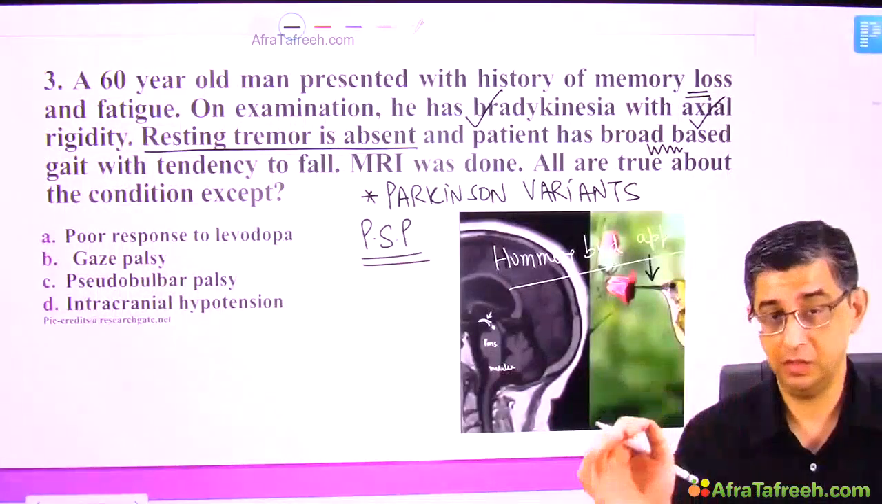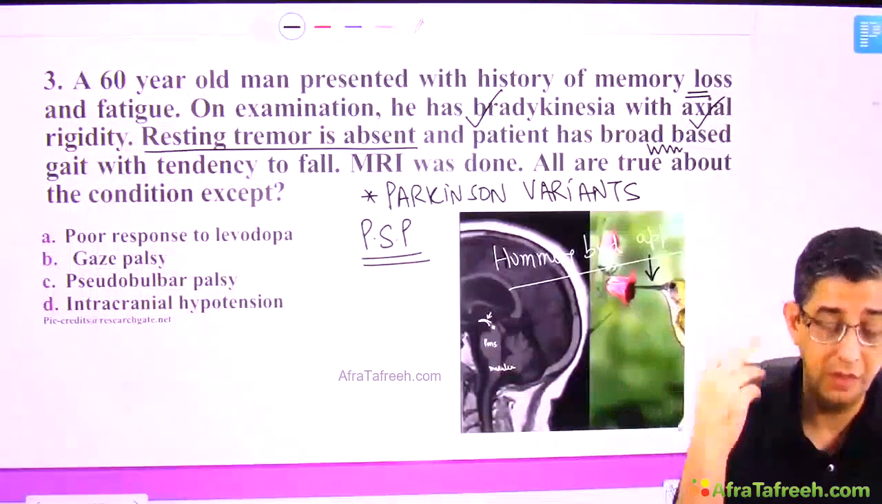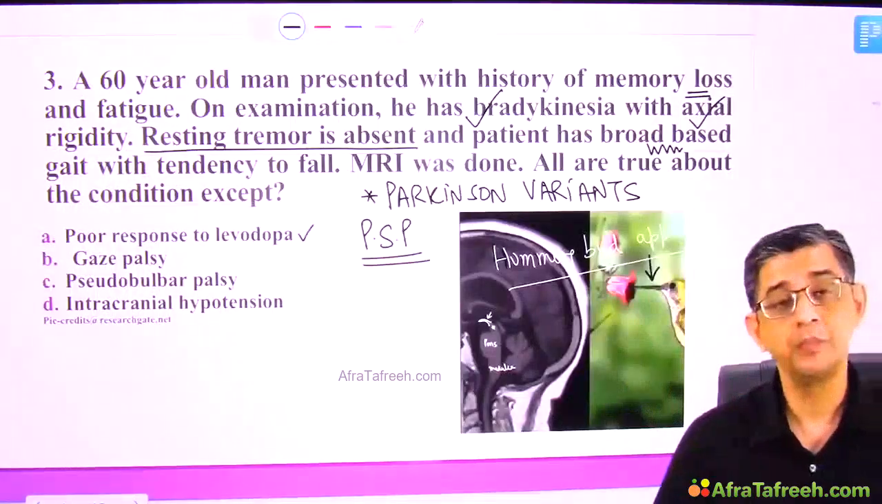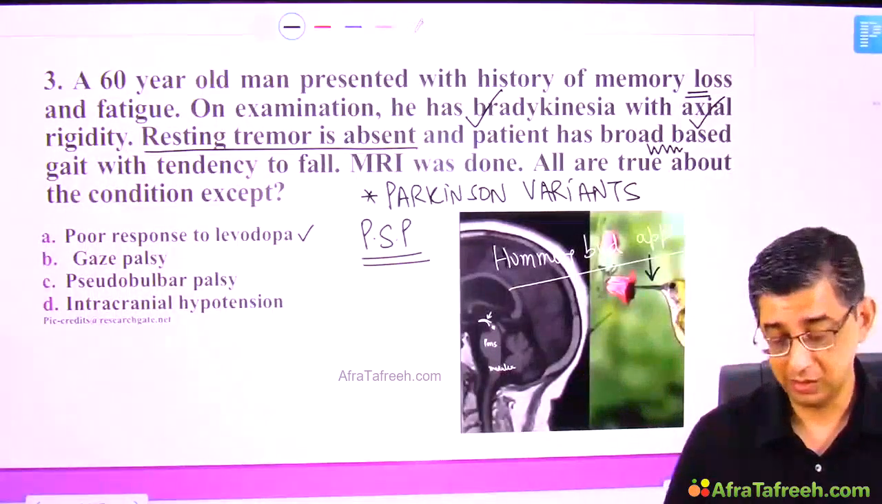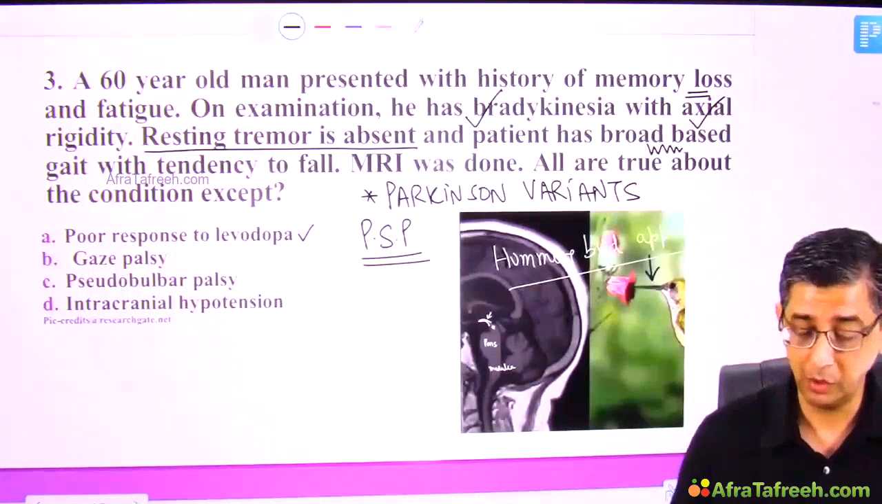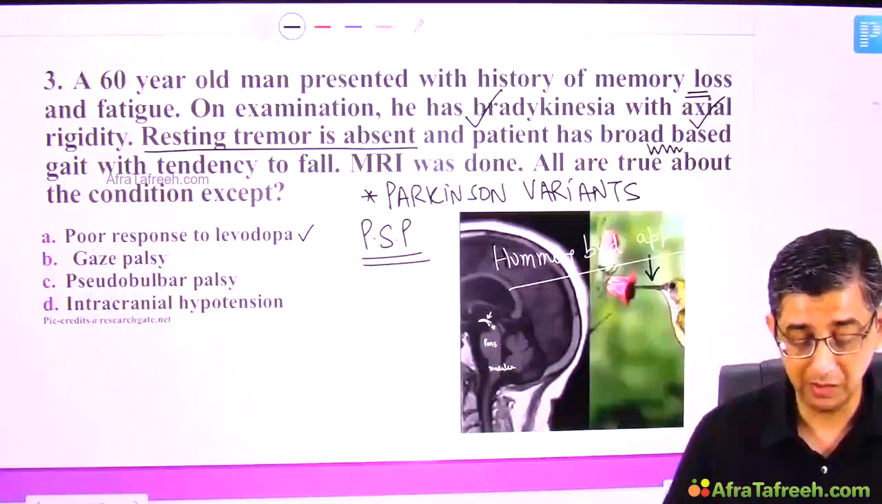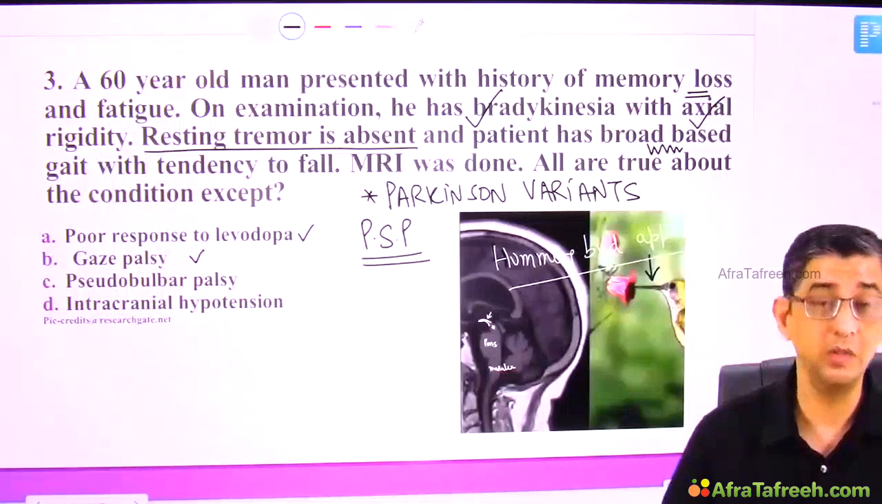With typical Parkinsonism, we get an excellent response, but because this is an atypical one, a variant, there is a poor response to levodopa. B says gaze palsy. So I just said no, supranuclear gaze palsy. Why supranuclear? Because in this condition, the superior colliculus, located in the midbrain, is hampered. That is why gaze palsy can occur, which can also result in falls in these patients.